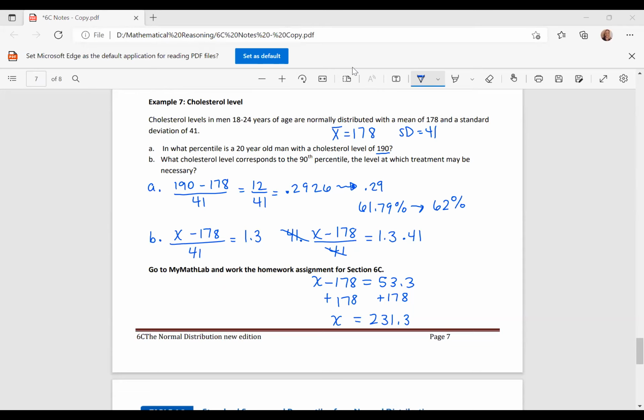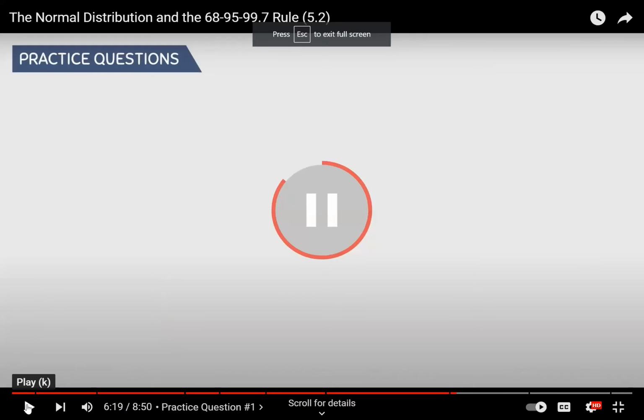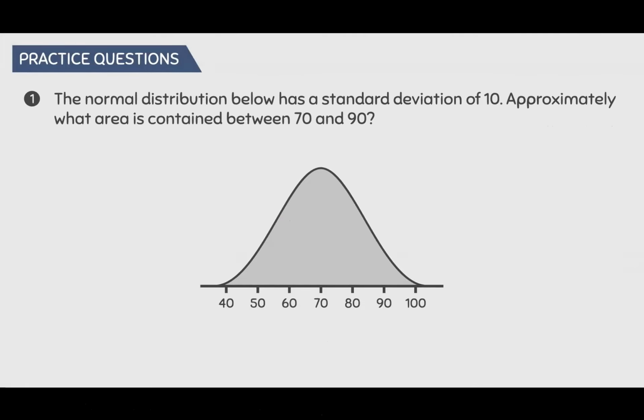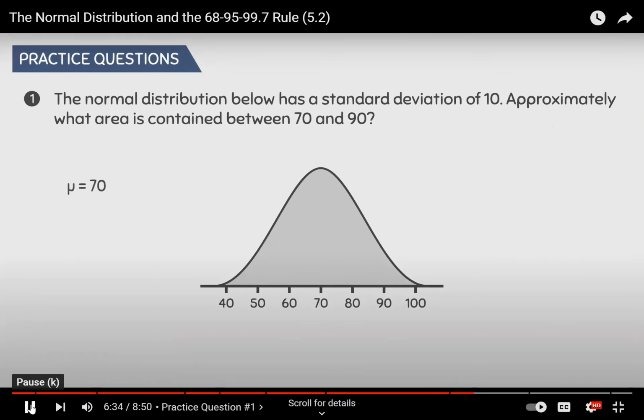Let's just see if you can come up with the answer here. You can try these questions for yourself. Question number 1. The normal distribution below has a standard deviation of 10. Approximately what area is contained between 70 and 90? In this question, we know that the population mean is equal to 70 because it's in the center of the distribution. We also know from the question that one standard deviation is equal to 10, and we can see this because each interval goes up by 10.